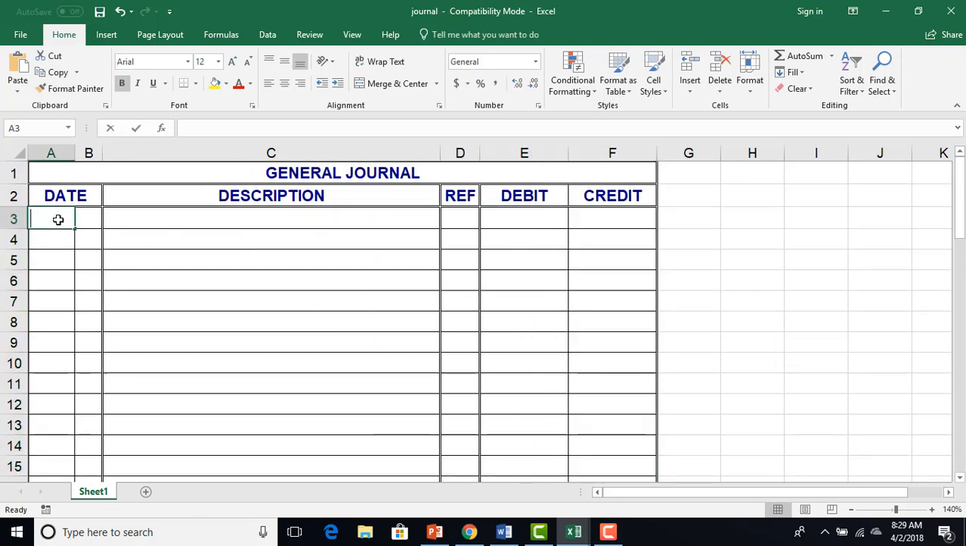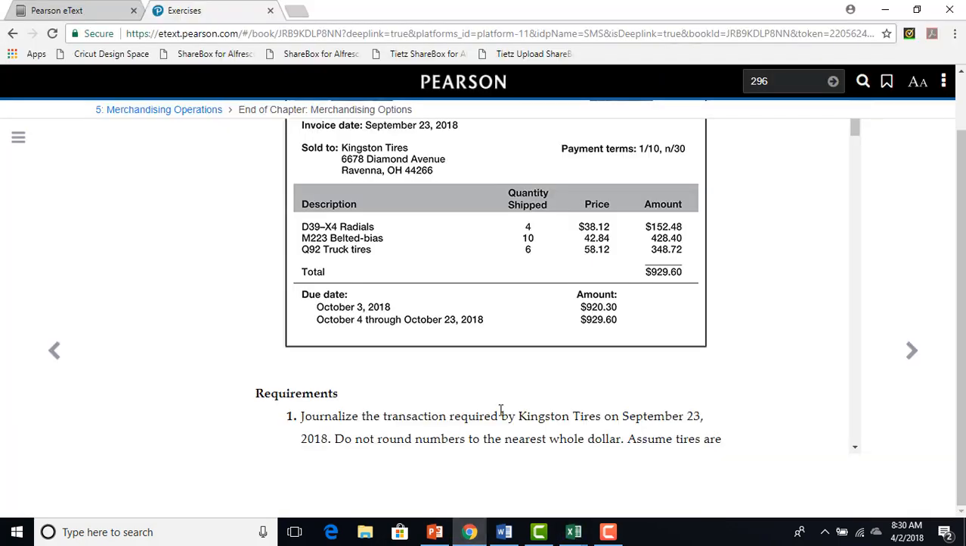So the first transaction again happens on September 23rd. On September 23rd, what has happened is we've purchased merchandise inventory. So I'm going to debit that asset account called inventory. I haven't paid for it yet, which means I need to credit an account called accounts payable. So my first transaction will be recorded with a debit to inventory and a credit to accounts payable.